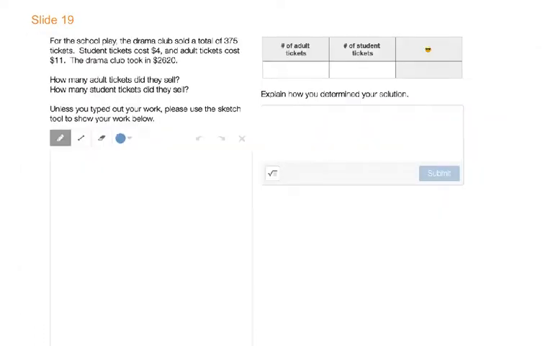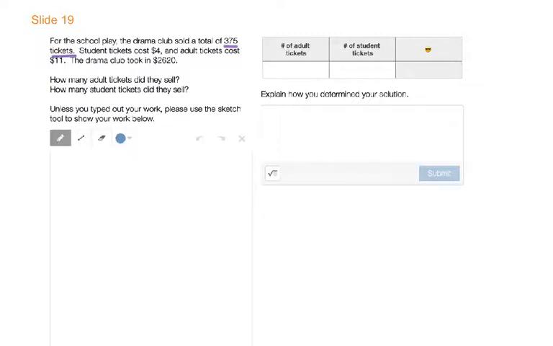Last slide, slide 19. This is the one we did in class for both periods 3 and 6 today, but I'm going to go back over it again because I think it's a valuable slide. So, we've got a school play, and the drama club is selling tickets for the school play. The drama club sold a total of 375 tickets.